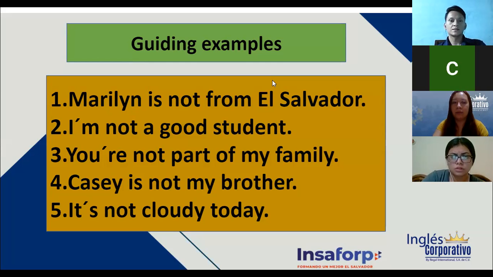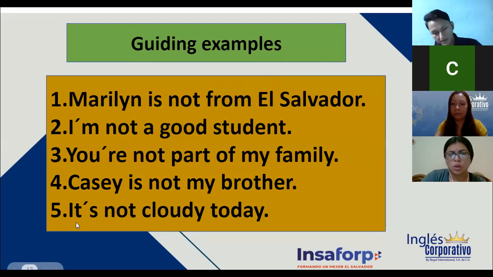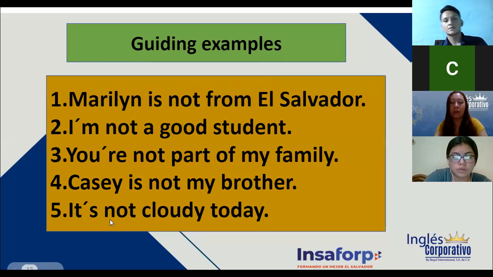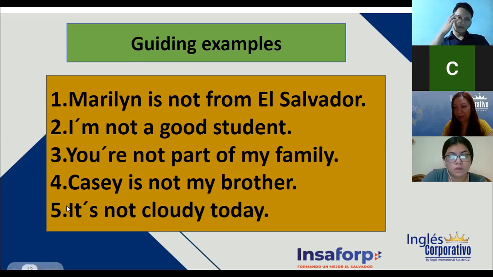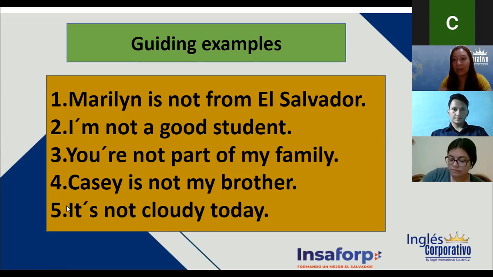¿Y se acuerdan lo que les mencionaba? El it. Cloudy. Y lo que les mencionaba, cuando nos queremos referir, por ejemplo, a cosas como el clima, ocupamos el sujeto it. It is cloudy today. Está nublado ahora, right? Es un día nublado.